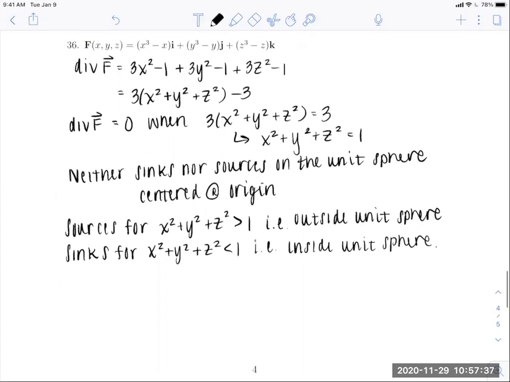Just by looking at the divergence here, we can identify whether a given point is going to be a sink, a source, or neither. All right, this concludes our notes over the divergence theorem.